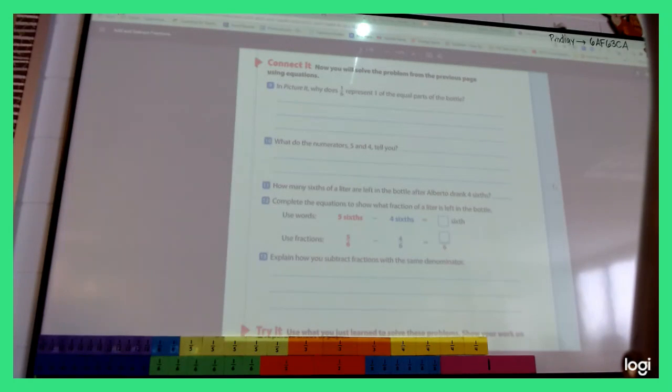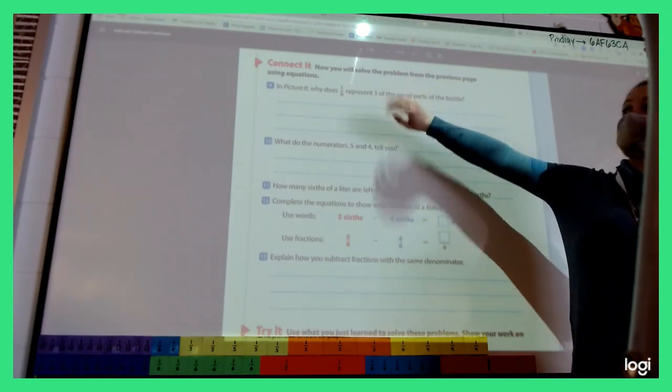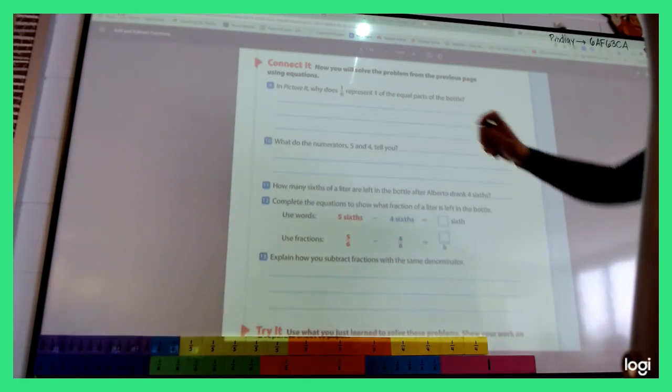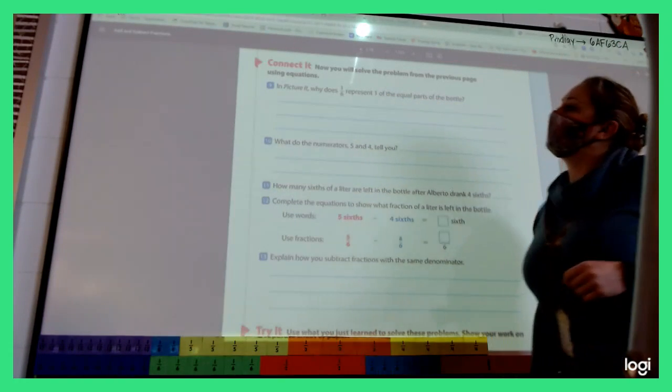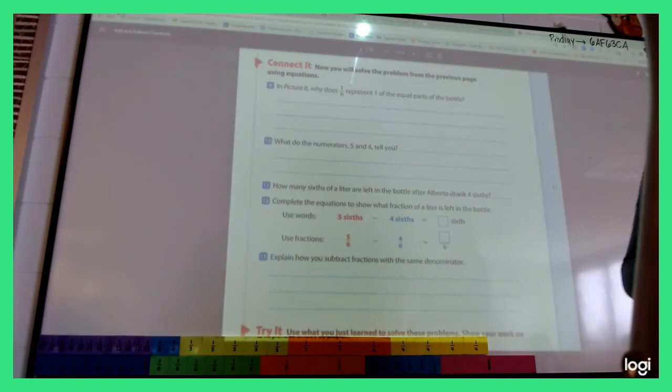All right. Number 9. I need a reader. We're going to solve our problem. Someone read number 9 for me. Madeline? Well, the number 9, the problem. And picture it. Why does 1/6 represent one of the equal parts of the bottle?